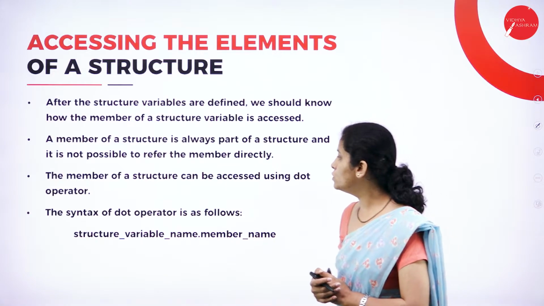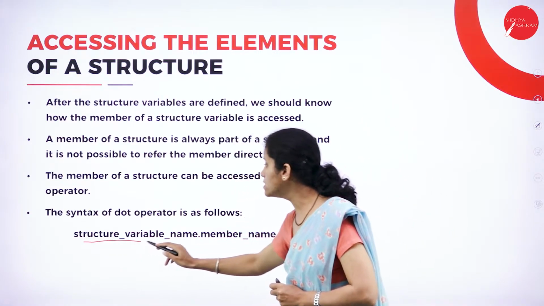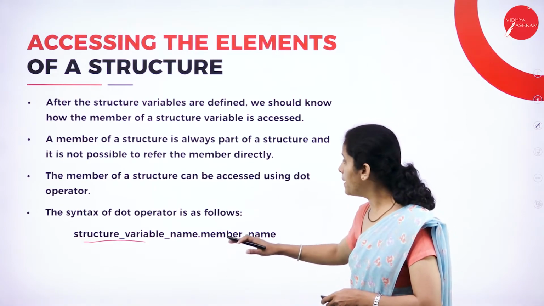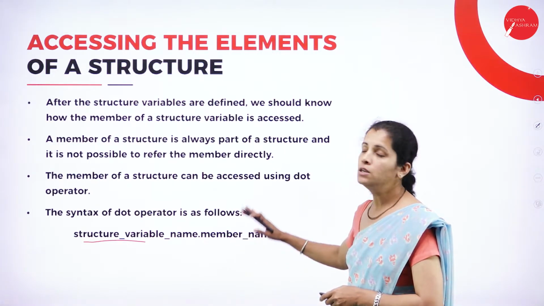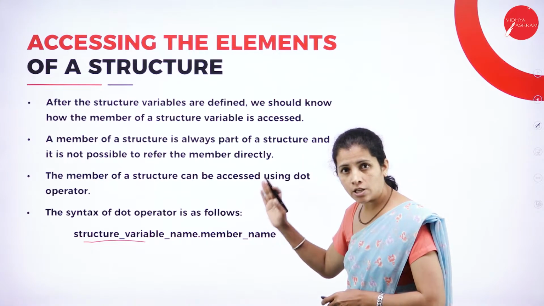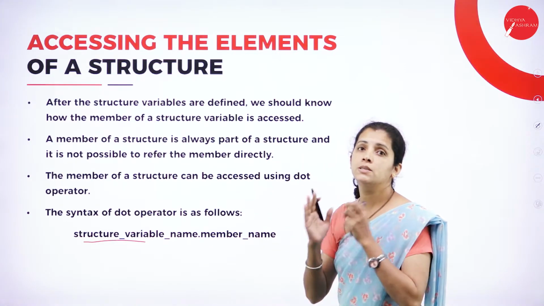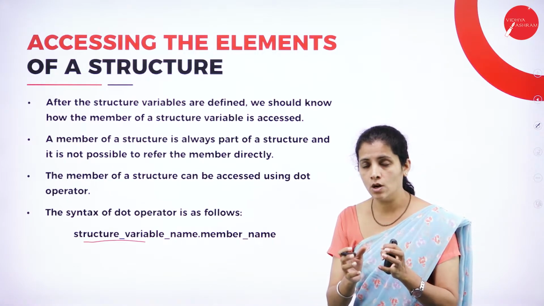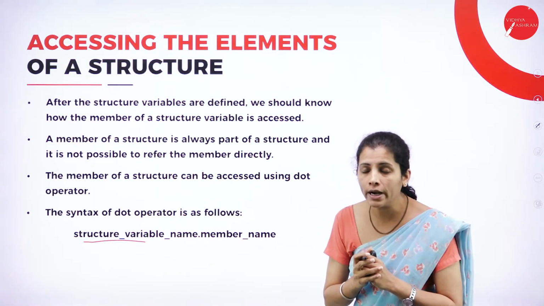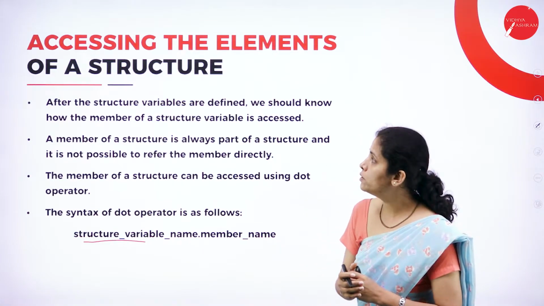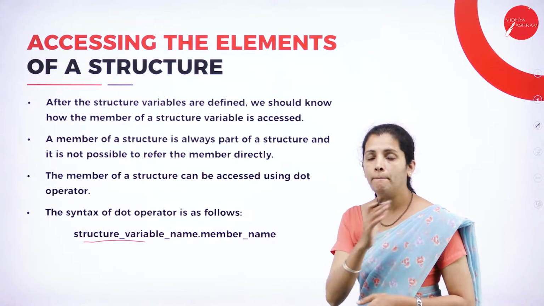So what I want to do is write the structure variable, and along with that, the member variable. So dear student, in a structure, if I want to access any member present in the structure, I can access it with the help of the dot operator as well as the structure variable.